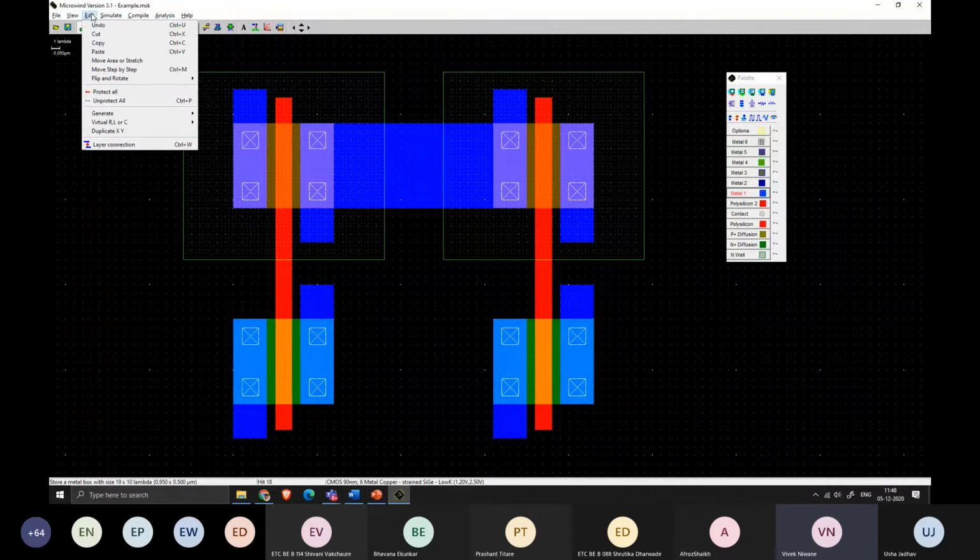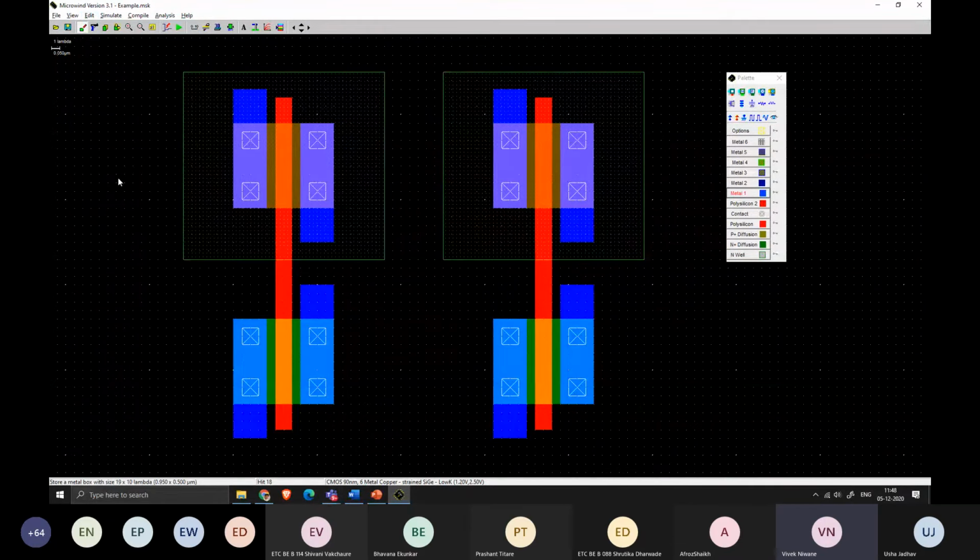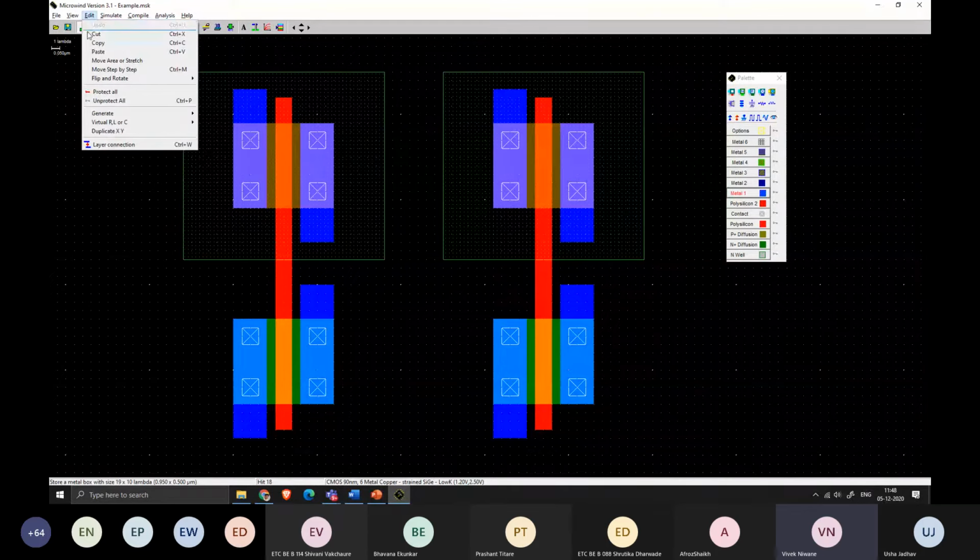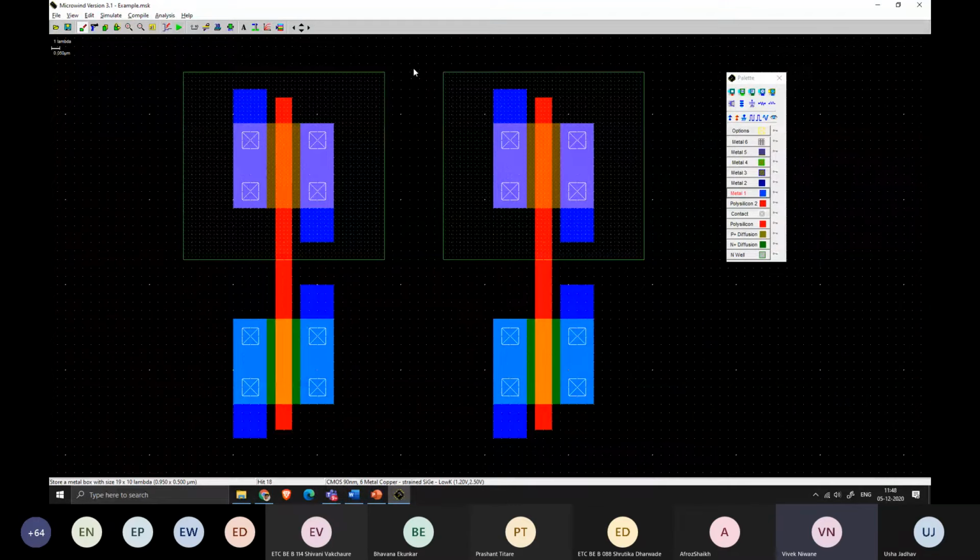I will do undo. In Microwind you can do undo only once, very important, undo एक ही बार होगा क्योंकि this is VLSI, कोई खेलते नहीं बैठता. If you go for once again in the edit menu you can see undo is disabled, you can undo only once. अगर लाइसेंस वर्जन रहा तो आप बहुत बार कर सकते हो.